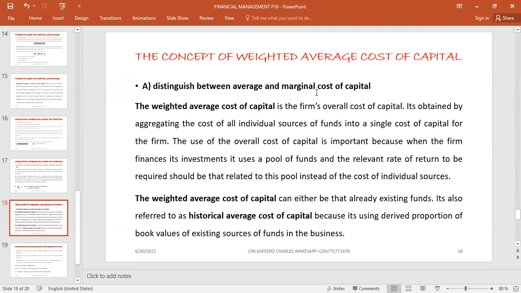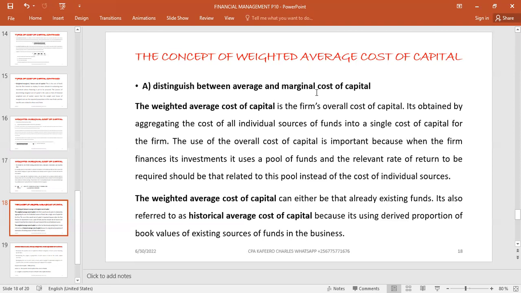And we are saying the weighted average cost of capital can either be that of the already existing funds, the existing firm, or the one we are going to be getting in terms of the margin. It is also referred to as the historical average cost of capital because it uses proportions of the book value of existing sources of funds in the business.